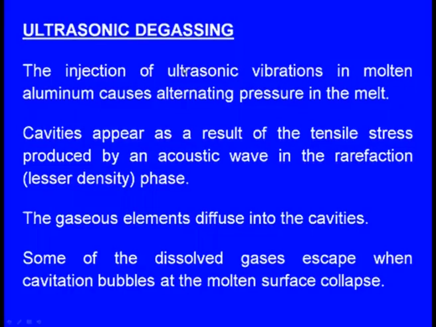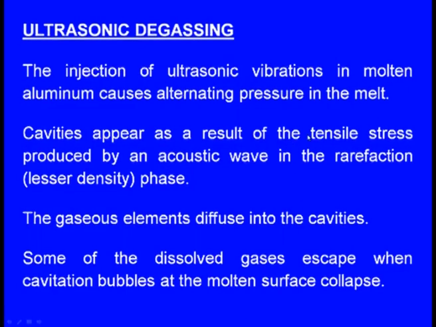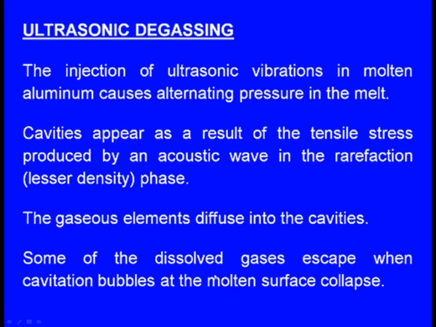Next one, ultrasonic degassing. The injection of ultrasonic vibrations in molten aluminium causes alternating pressure in the melt. Now cavities appear as a result of tensile stress produced by an acoustic wave in the rarefaction phase. The gaseous elements diffuse into the cavities. Some of the dissolved gases escape when cavitation bubbles at the molten surface collapse.